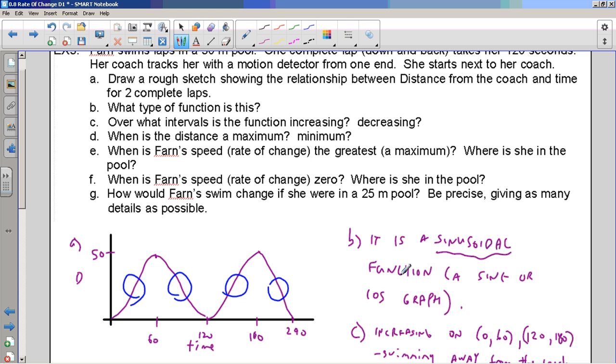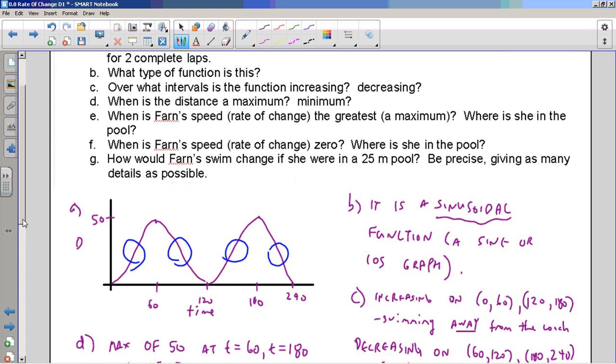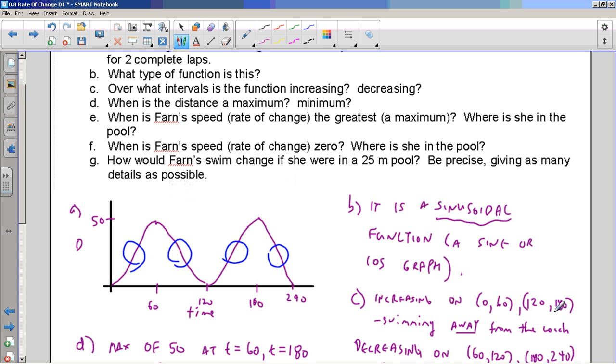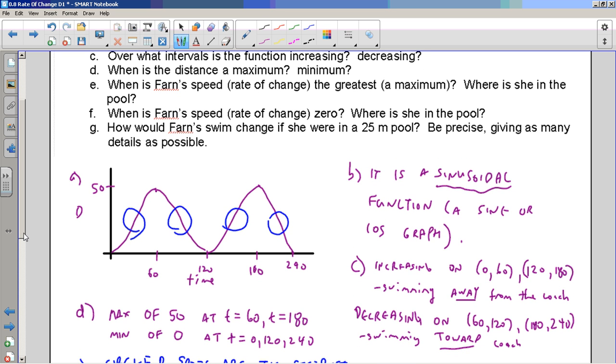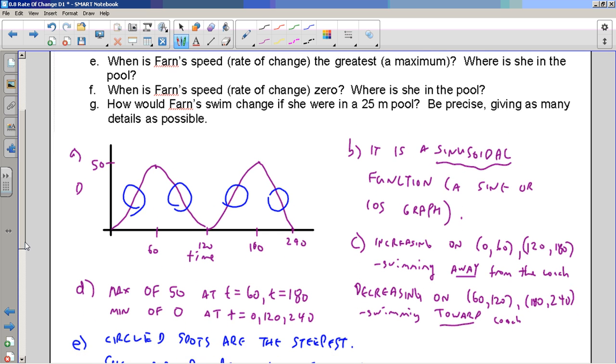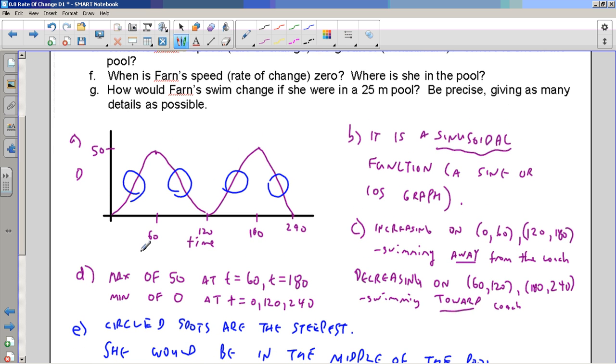Over what intervals is the function increasing or decreasing? Notice that I used interval notation there, from 0 to 60 and from 120 to 180, increasing, and so on, and then decreasing on those. When she's swimming away, of course, the distance is increasing. When she's swimming towards the coach, the distance is decreasing. There's maxes of 50 meters away at 60 and 180, and you could follow those patterns. If she keeps swimming laps, it'll be back and forth forever. So there could be many, many maximums and many, many minimums. Minimums of 0 at the start, she starts at the same end as the coach, and at 120 and 240 and so on.